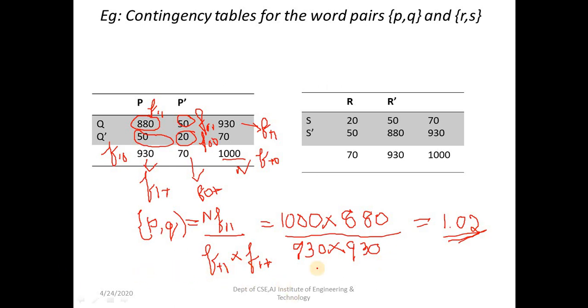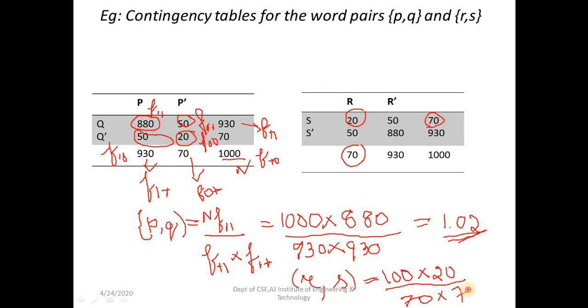Now let us consider this contingency table and calculate the interest factor for the word pair R, S. So the interest factor for R, S is equal to N, which is 1000, into F11, that is 20, divided by F of 1 plus, that is 70, into F of plus 1, that is also 70. So this value you will get is 4.08.